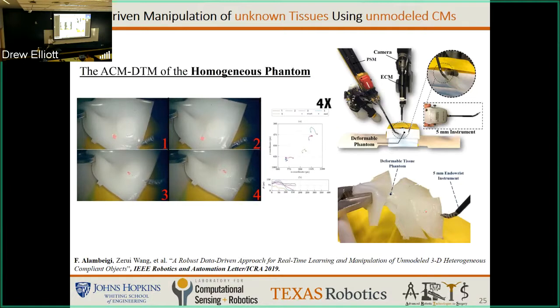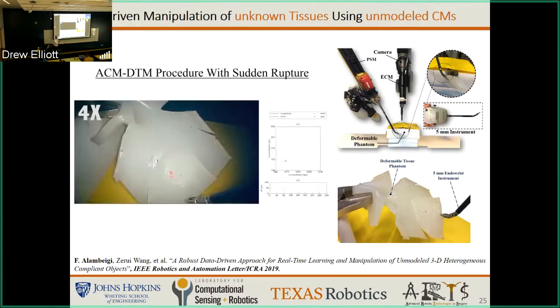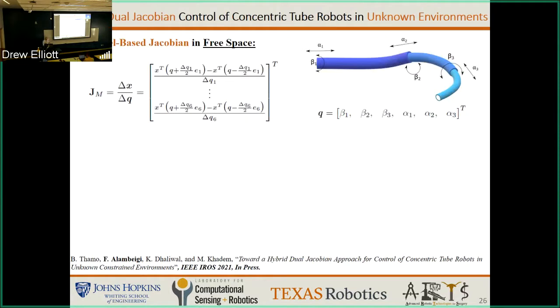So this was with homogeneous objects. The other one, bottom right, I'm showing that if you cut the object during manipulation, the deformation is totally changed. So the algorithm should be able to capture that, and we'll see it can do that. So this is the last thing.